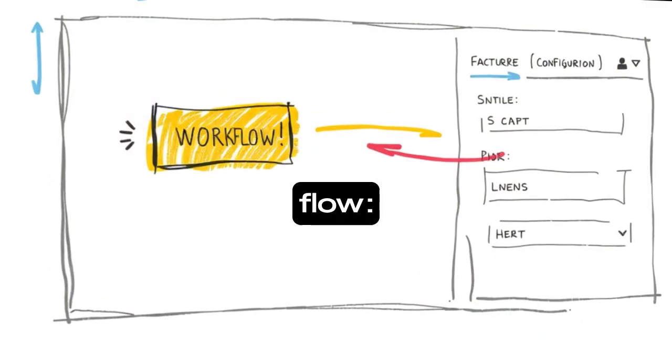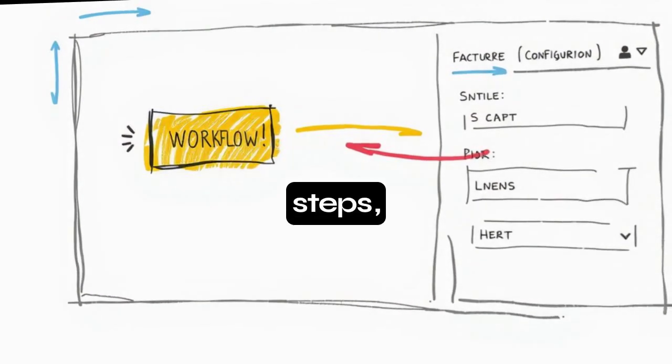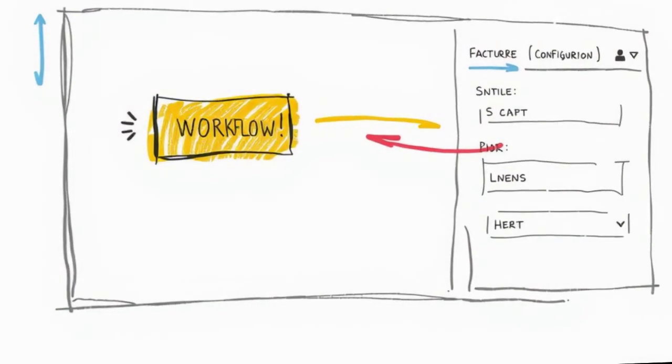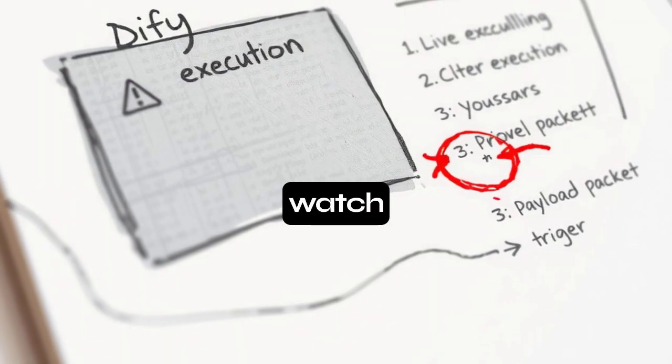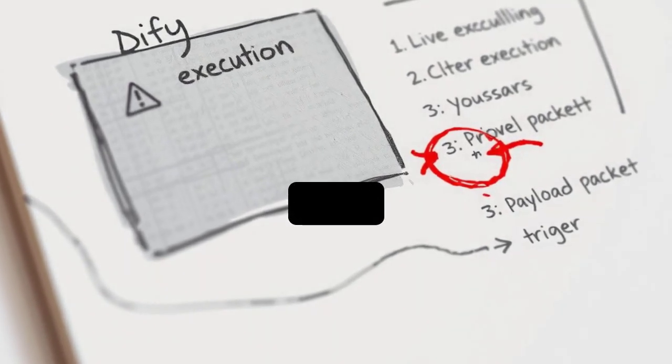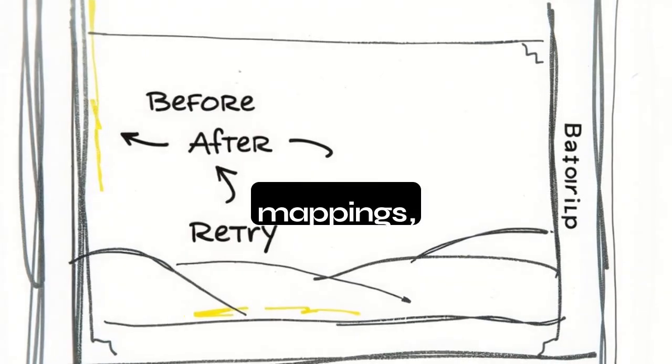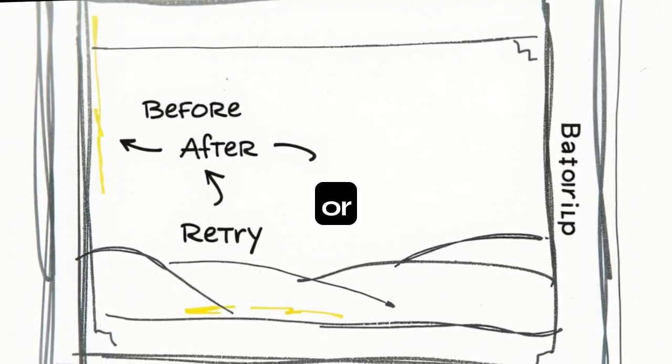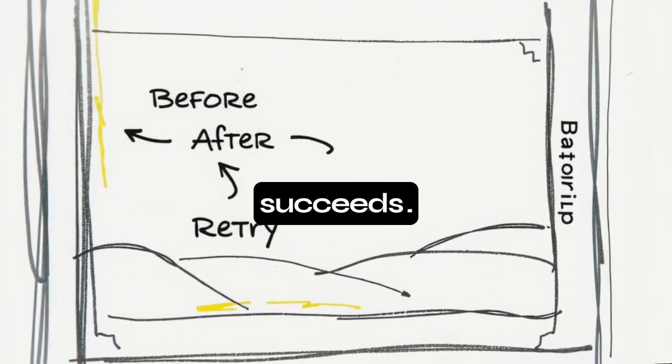Now build the flow: drag actions, connect steps, and configure each field. Run a test event and watch the live execution log for errors or warnings. Adjust mappings, fix fields, or add retries until the test succeeds.